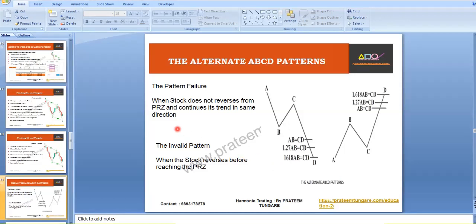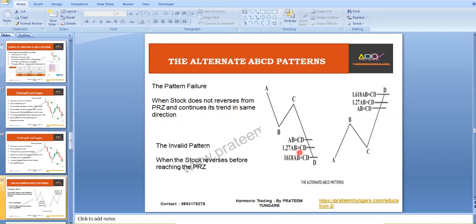Whenever, whether it is a 4-point or 5-point pattern, if the stock does not reverse from PRZ and continues its trend in the same direction, it is known as pattern failure. That PRZ is a complete fail because the stock has not reversed from this ABCD. From the first D point, if it has not reversed from the first PRZ, and the stock continues to fall down, then this will come into the game.